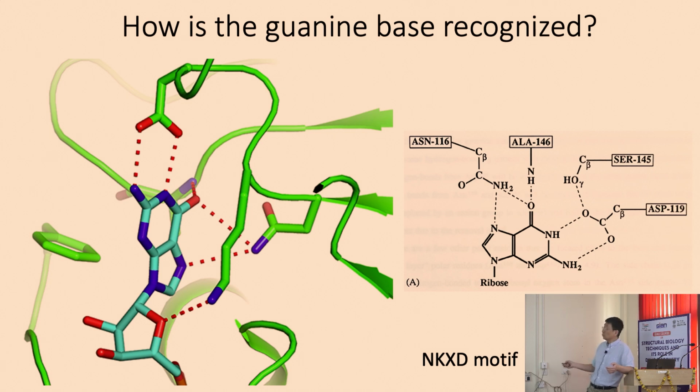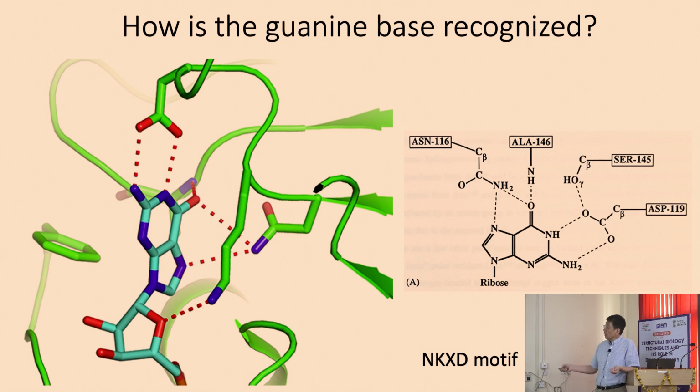So that's how you distinguish between A and G, because A cannot do this. In addition, A has an amino group here, so it's a donor. But guanine has a carbonyl oxygen, so it's an acceptor. So it talks to the main chain amide of this alanine, and also the side chain of 116, the N, the NKXD. So this side chain talks to the N7 and the O6. So that's the hydrogen bonding interaction that gives you specificity.